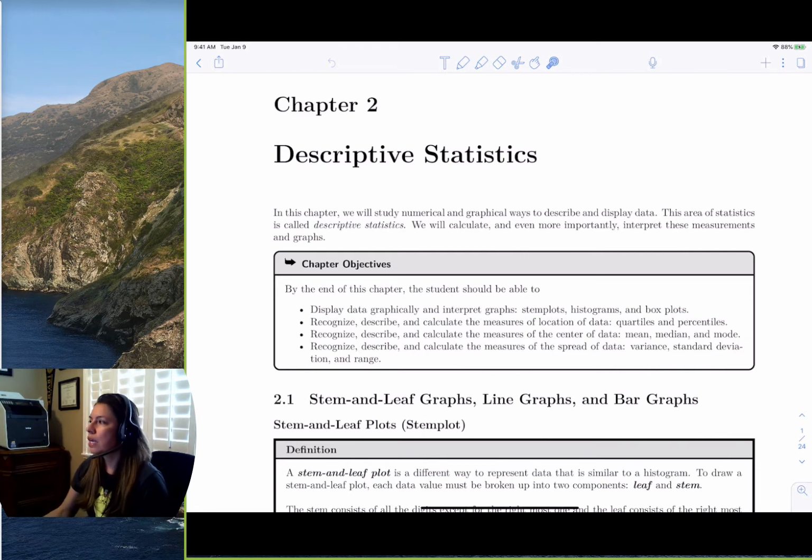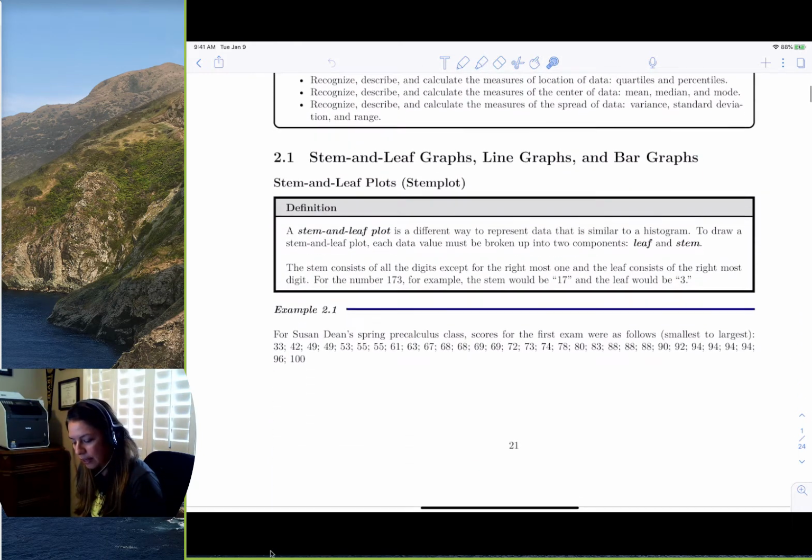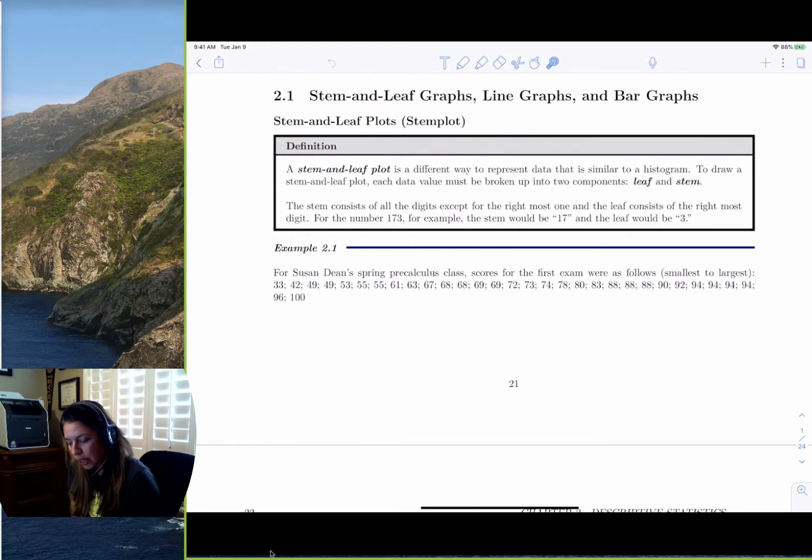So the first thing we want to discuss is stem and leaf graphs, line graphs, and bar graphs. Stem and leaf plots are a different way to represent the data that is similar to a histogram, except each data value must be broken up in two components, a leaf and a stem. The stem consists of all the digits except for the rightmost one, and the leaf consists of the rightmost digit. For example, if we had the number 173 as our data point, then 17 would be the stem, and the rightmost digit, which is the ones place, the 3, would be the leaf.